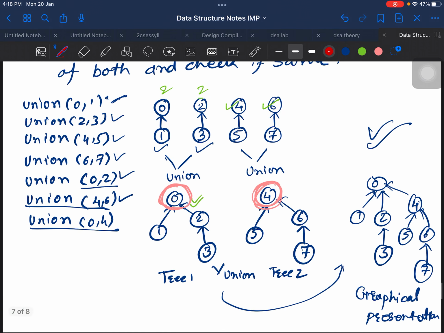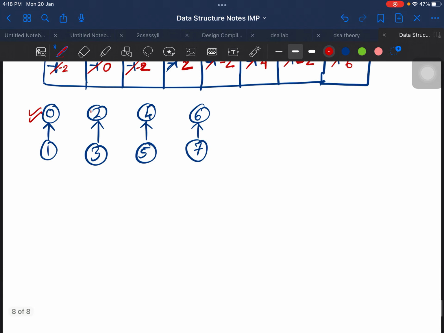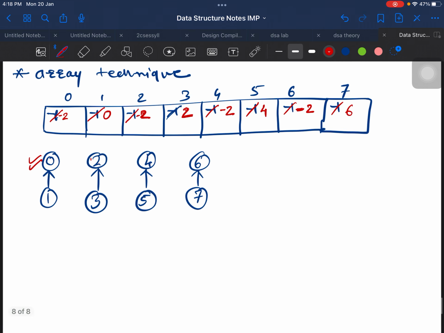Now the next union operation is 0, 2. So now you have to union these two. These two you have to union.